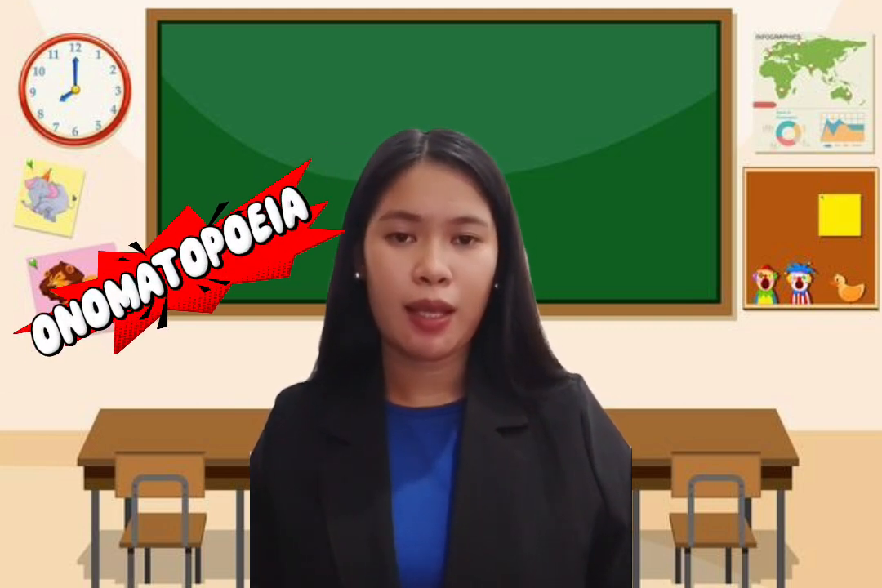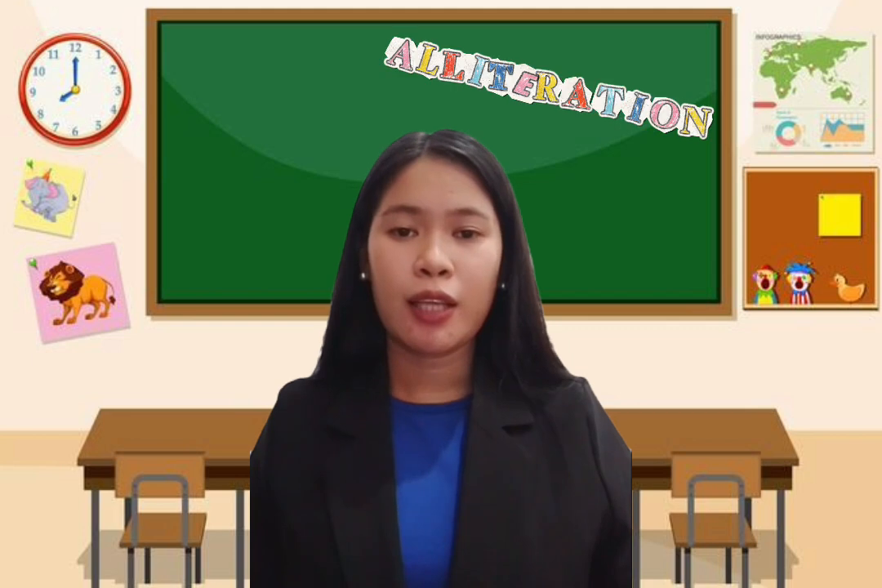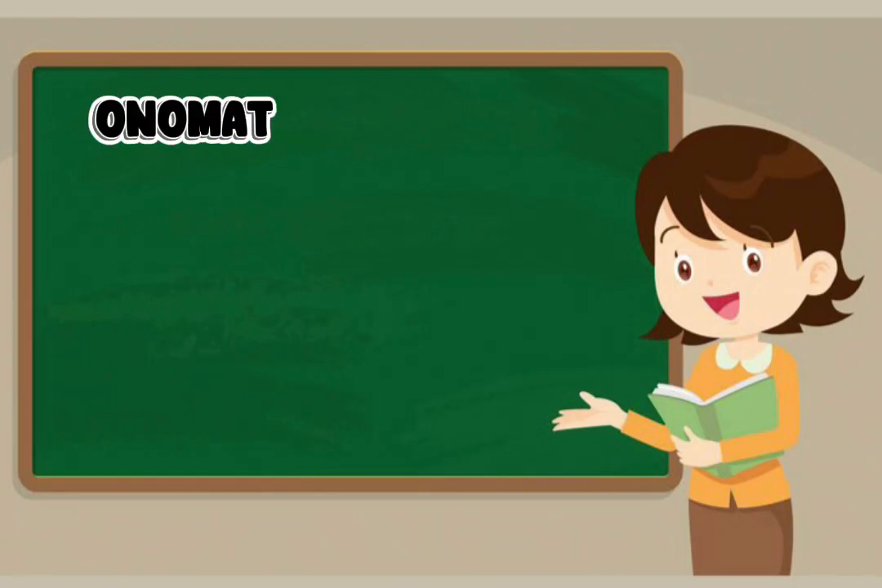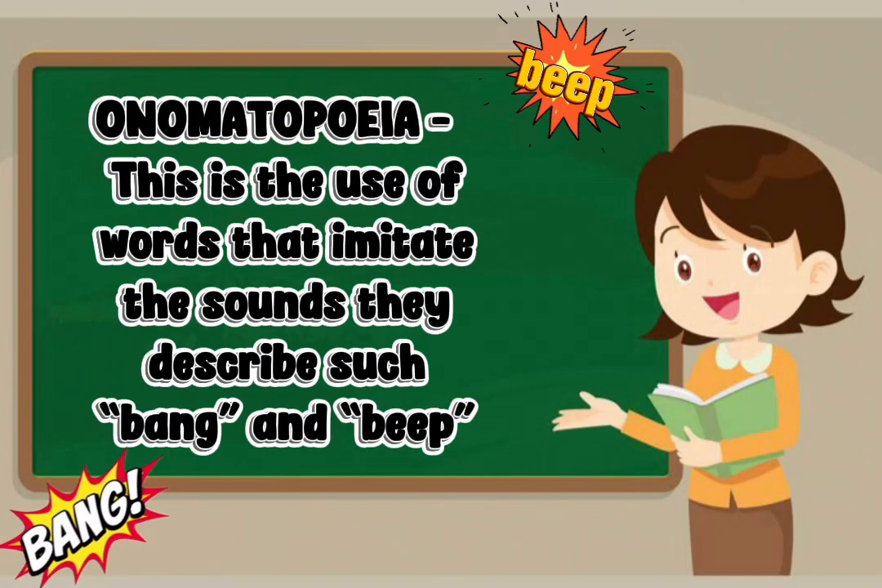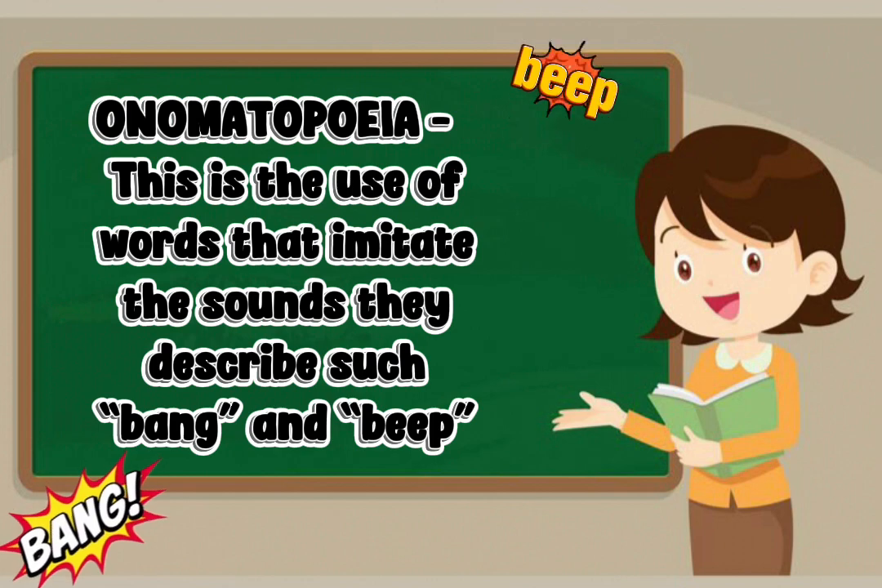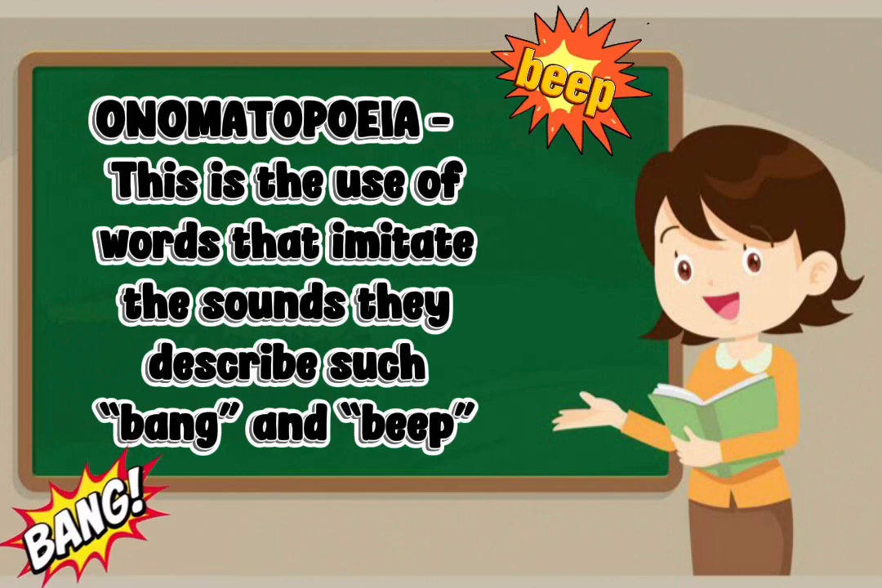Now, the four types of figure of sounds that we will discuss are the onomatopoeia, the alliteration, the assonance, and the consonance. So now, what is onomatopoeia? Onomatopoeia is the use of words that imitate sounds. They describe such as bang and beep.